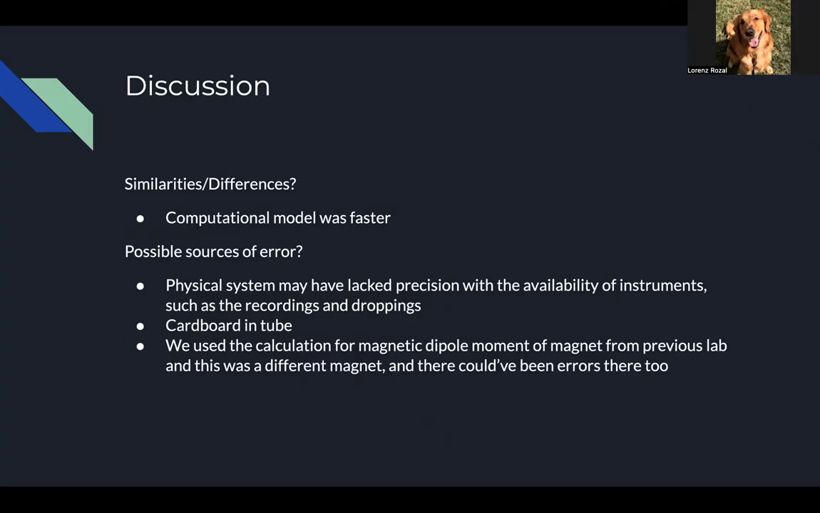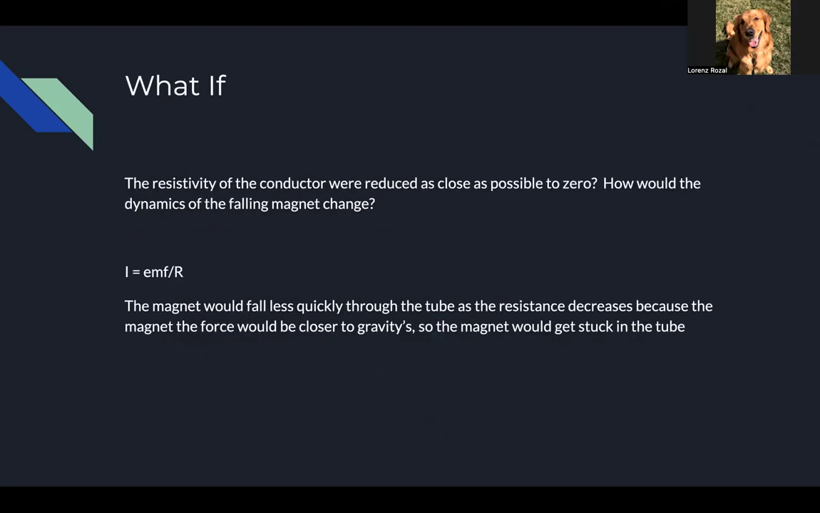Some possible sources of error were that our physical system may have lacked precision and instruments. For example, we used a phone for the recordings, and they may not have been accurate with our drops and everything, so being off by a few tenths of a second. The cardboard in the tube may have interfered with the currents and the magnetic fields. We also used the calculation for the magnetic dipole moment of the magnet from the previous lab, and this was obviously a different magnet, so there could have been a lot of errors in there. We didn't actually have the full weight of it. We just used what we had from data before.